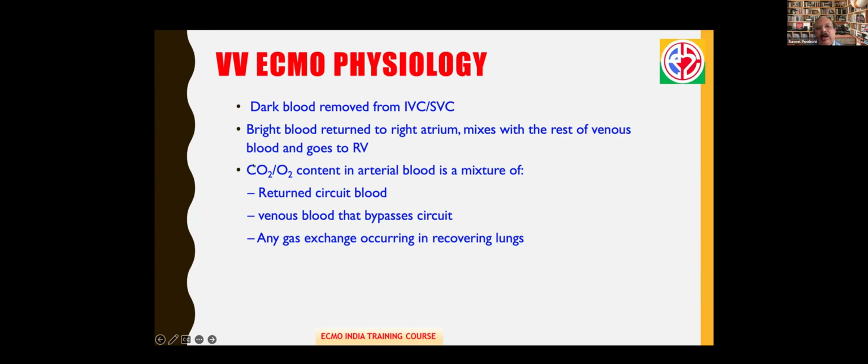So though the oxygenated blood is returning to the right atrium, it is the return circuit blood, which is 98%, 100% oxygen, but it will be getting mixed with the venous blood that bypasses the circuit, and the coronary circulation blood, which is adding up here. Any gas exchange happening within the recovering lungs will also mix in. The percentage comes down after that.